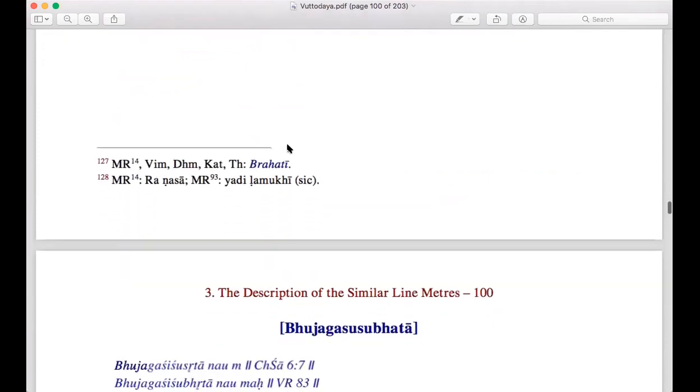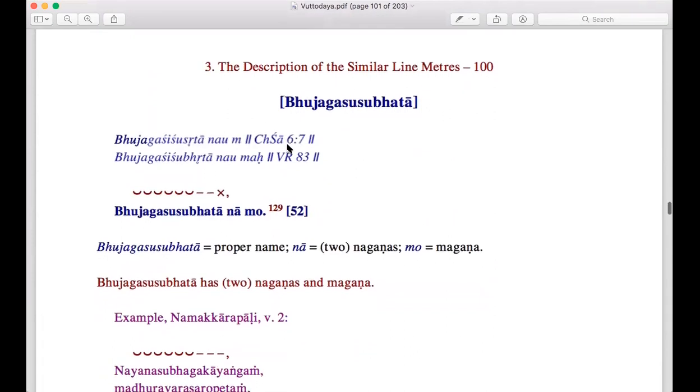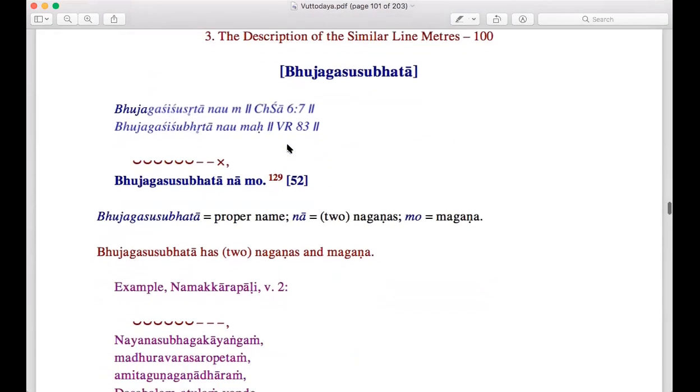No questions, right? Then we are moving to Bhujaga Susu Bhata, the second verse of the Brahati group, the 9-syllable group. Actually in the Myanmar text, this is Bhujaga Susu Sata. Here also S is there instead of BH. Both should be correct, these are just names.